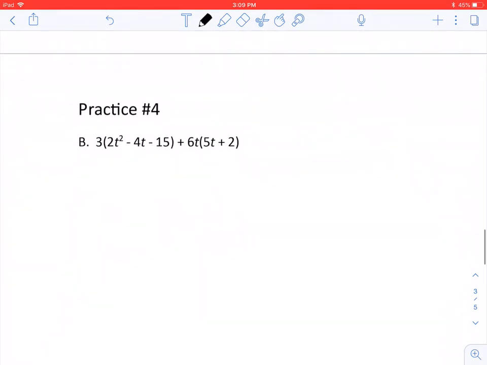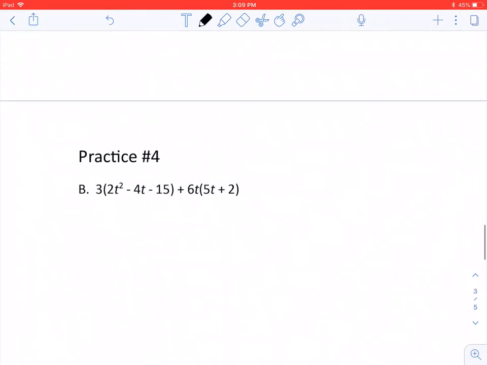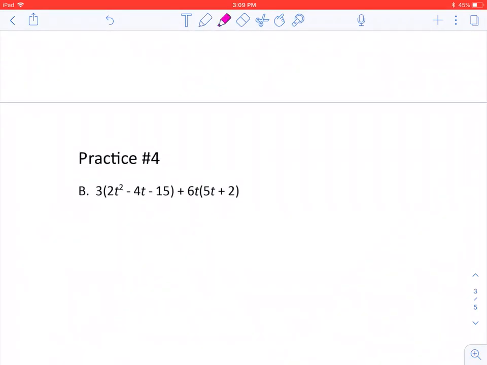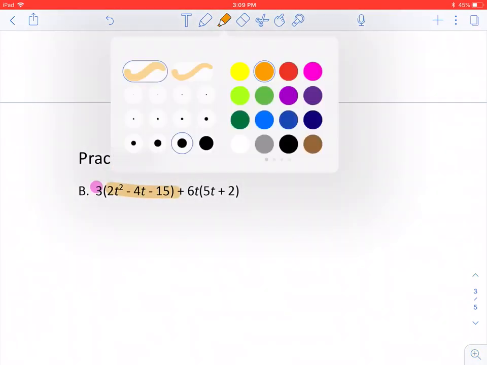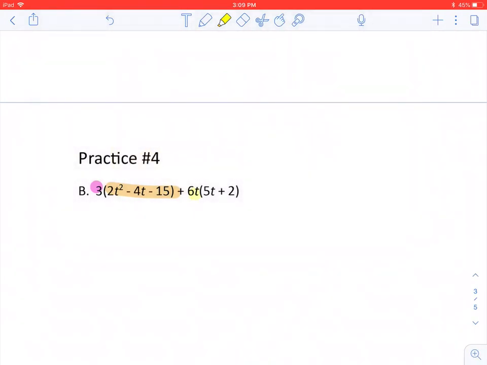Let's try another one. So looking at this problem, we have a 3 right here. That 3 has to distribute to all of this. Then we have a 6t, and that 6t has to distribute to these two things. So the 3 distributes, and then the 6t distributes.